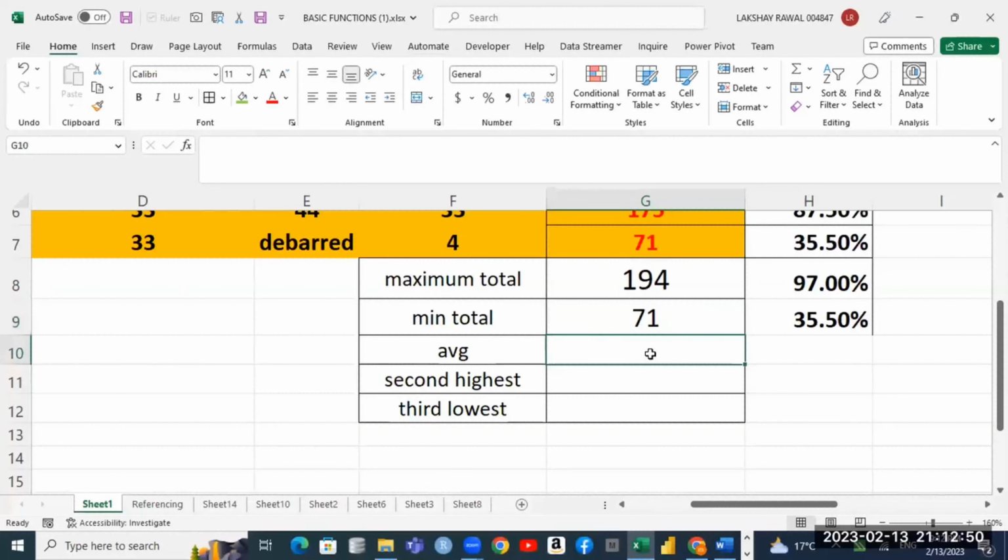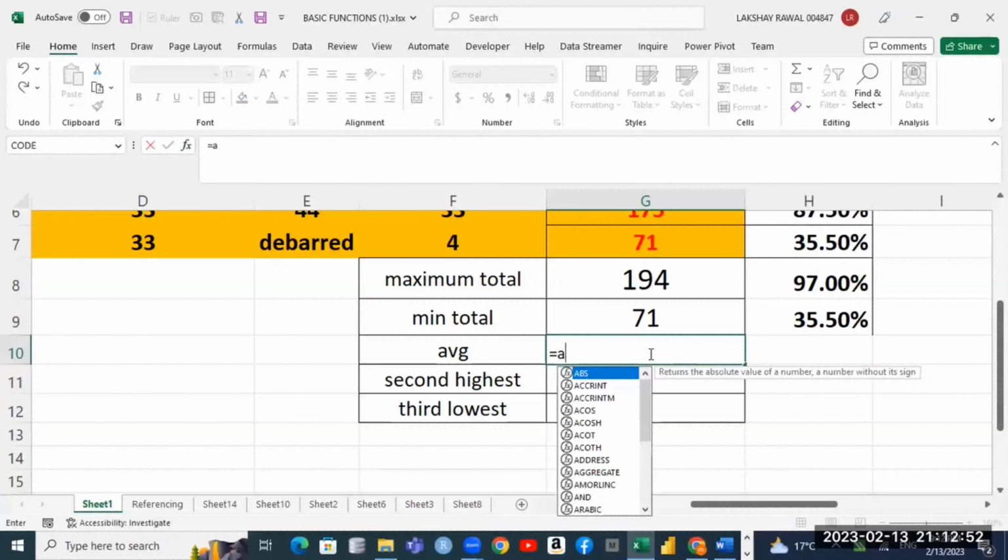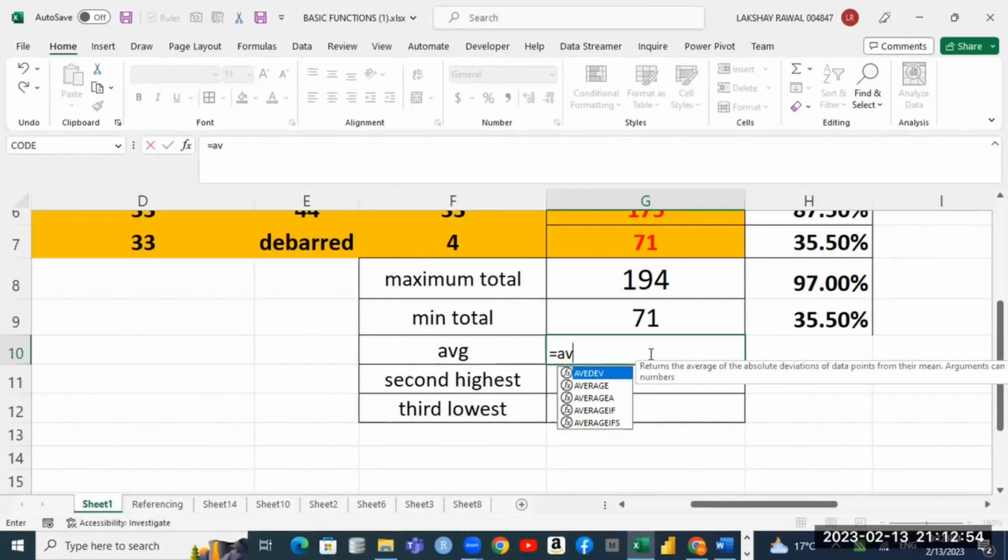Then average. Sometimes people get confused in average. Some people write a formula like AVG. There is no AVG formula in Excel. We have to write average completely, like this. So after average, what do I have to do?